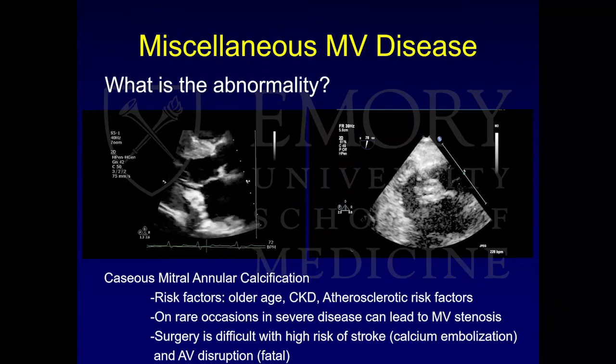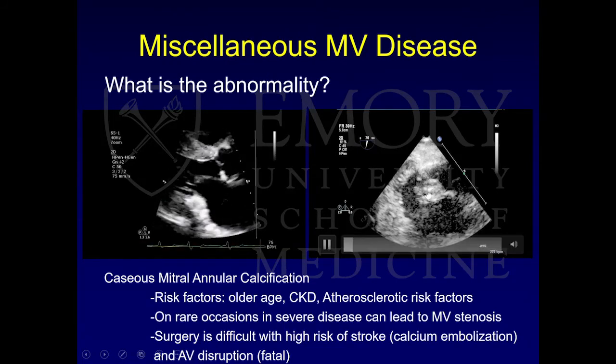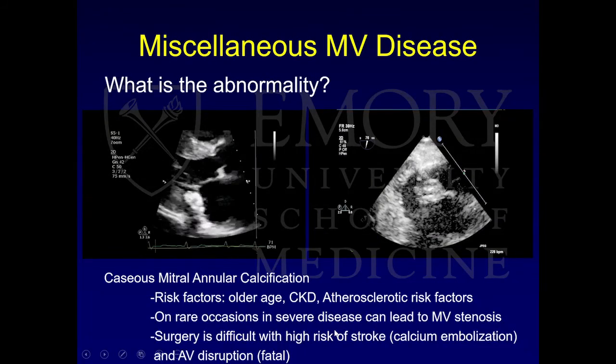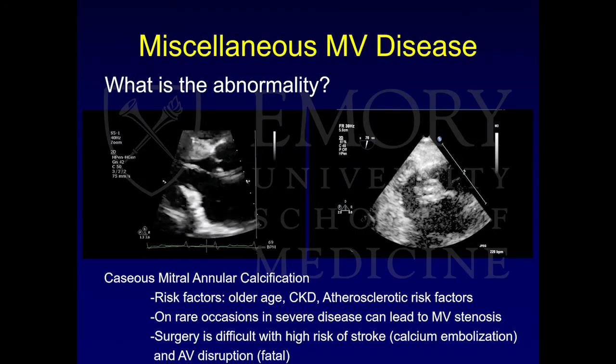All right, so caseous mitral annular calcification. So this is, again, mitral annular calcification. This is just a variant of that, where it's very protuberant calcification, with a Swiss cheese appearance, like holes in the calcification. You can see this in older age people with advanced kidney disease. It's associated with atherosclerotic risk factors. On rare occasions, it can lead to mitral valve stenosis. Surgery is very difficult in these situations because the calcification is not the surgeon's friend. It can embolize, or if they're trying to cut out and debulk that calcification, they can disrupt the AV annulus, and that's almost always fatal.